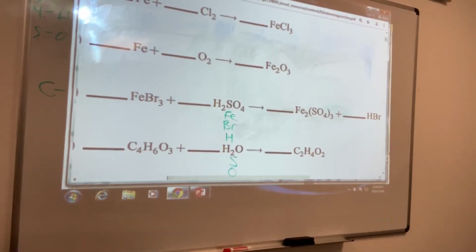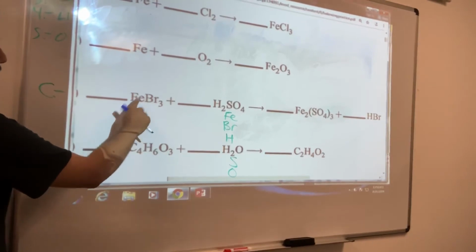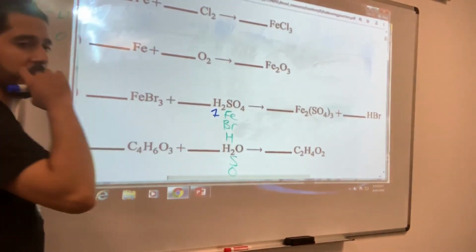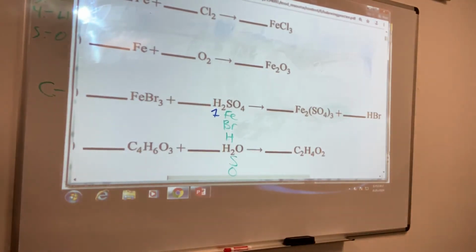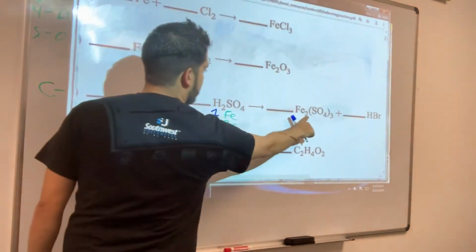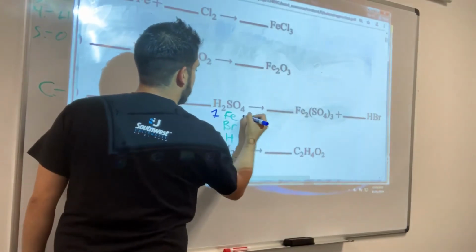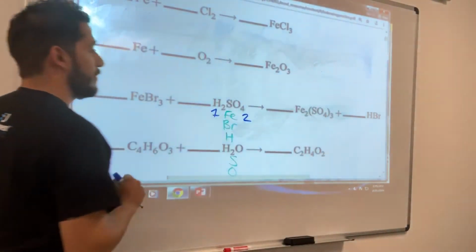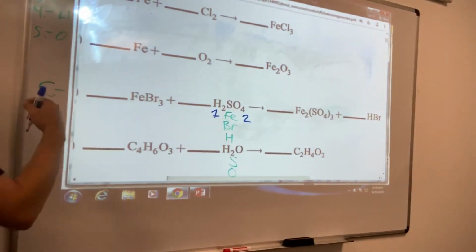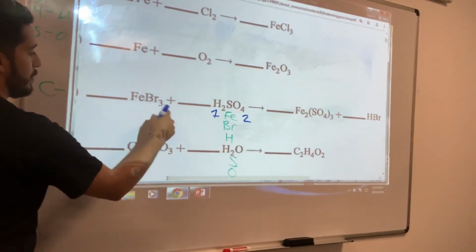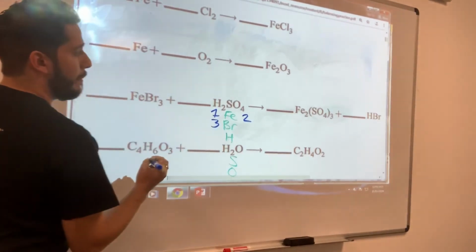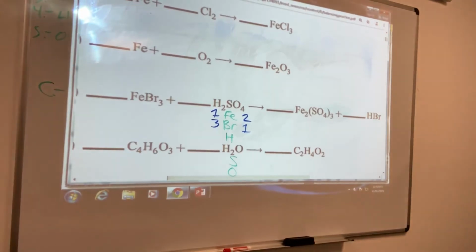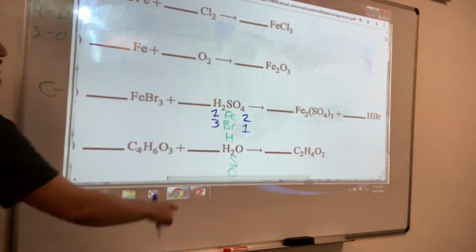Well, let's count everything. So how many irons do I have on the left side? 1. And right side? 1, 3, or neither? 2. Oh, right. This 3 only applies to parentheses, right? There's 2 irons. How many bromines do I have on the left side? 3, 1 times 3. And the right side? There's 1 all the way there. Hydrogens?